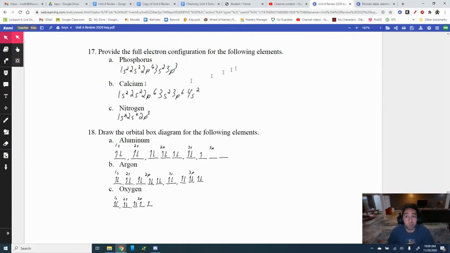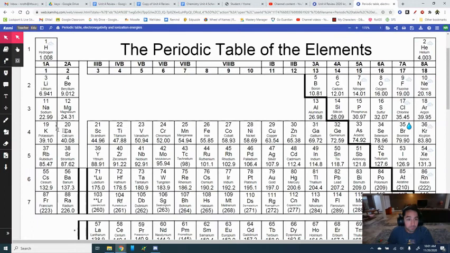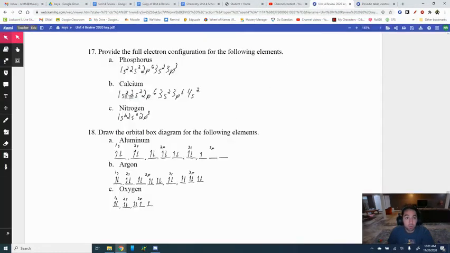Okay, so calcium, we're going to start off the same way. We're going to find calcium right there. So we got to get all the way to calcium. So 1s 1, 2, 2s 1, 2, 2p 1, 2, 3, 4, 5, 6, 3s 1, 2, 3p 1, 2, 3, 4, 5, 6, and 4s 1, 2. Okay, so again, the whole thing, 1s2, 2s2, 2p6, 3s2, 3p6, 4s2.